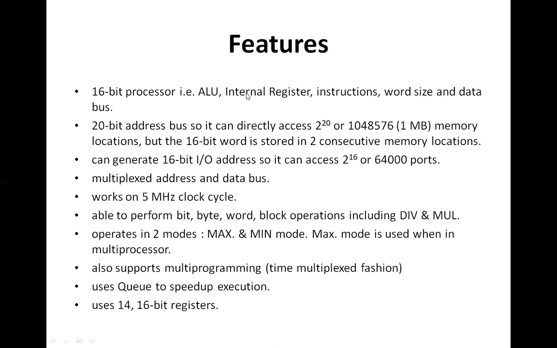Now, 8086 operates in two modes. One is called maximum mode and another is called minimum mode. Normally, it performs its operation in the minimum mode, but whenever it is used in a multiprocessor fashion, meaning there are many processors attached together, in that case it is working in the maximum mode. So maximum mode is used when it is working in the multiprocessor mode.